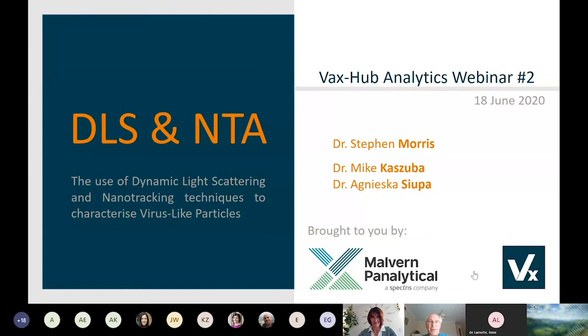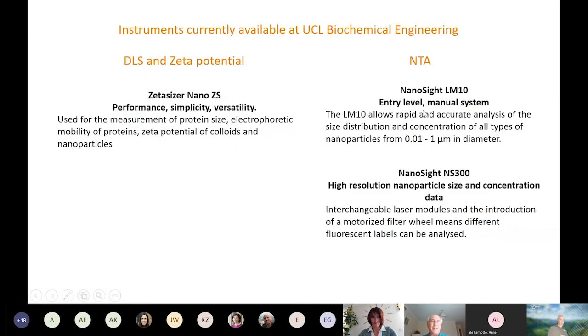So today we're going to talk about dynamic light scattering and nanoparticle tracking analysis. These are two techniques which I'm sure many of you are familiar with already, but just as a little reminder, they are potentially ways of determining particle size and number of nanoparticles in the 0.01 to 1 micrometer diameter range, and they're potentially useful for a number of situations within vaccine development.